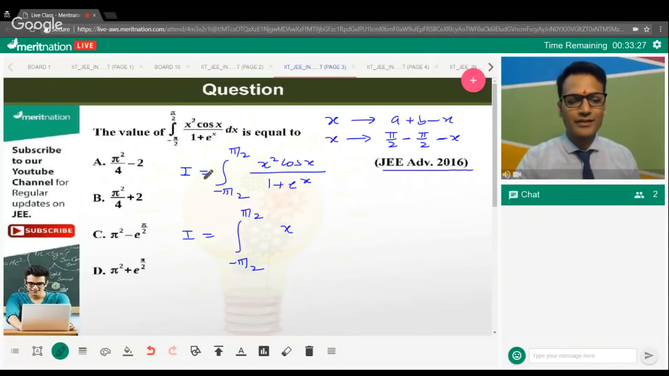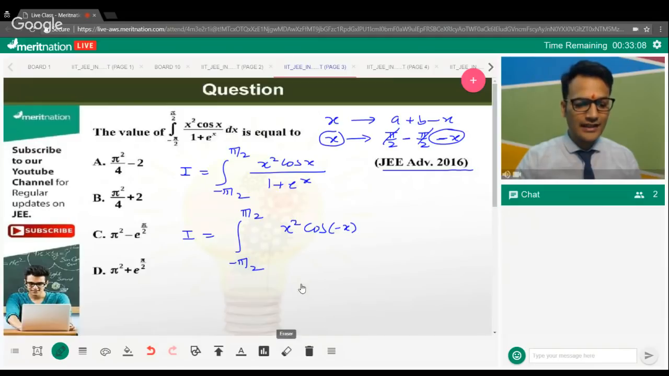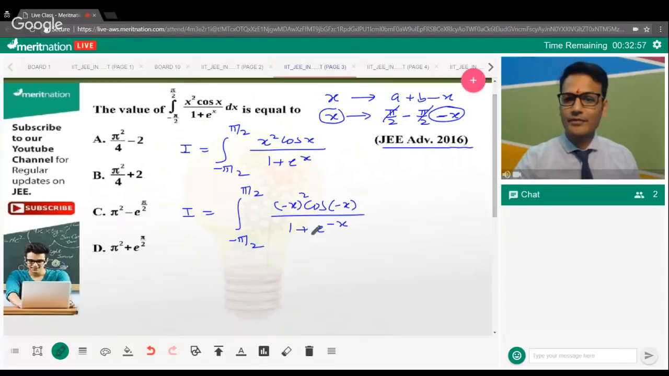I hope you remember, whenever the limits differ only by a negative sign, we just replace x by minus x, because these things will get cancelled out. So basically, I'll replace x by minus x in place of x. So this will be x square cos of minus x. This is what you're going to get. If I write it very properly, this is basically (minus x) whole squared, and this is 1 plus e to the power minus x, right?